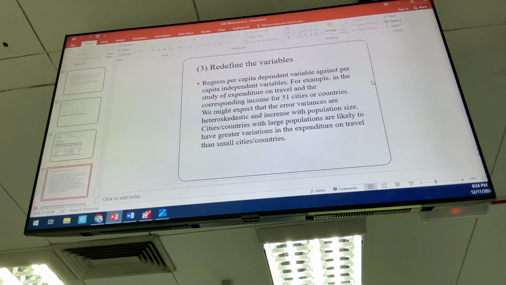So let's say you collect data. Let's say you have two variables. You want to explain the travel expenditure. Your Y is travel expenditure, so your dependent variable is expenditure on travel. Then you collect data on the total amount of expenditure from different cities. For example, you collect the total amount of expenditure on travel for Kuala Lumpur, and then you also have the total amount of expenditure for other smaller cities. Then you have the problem like before.